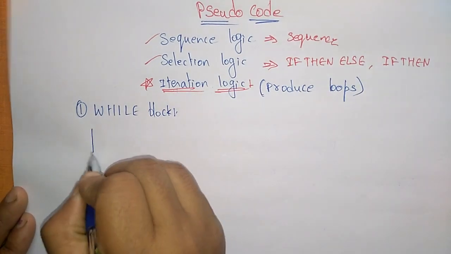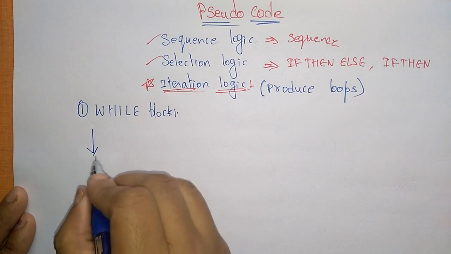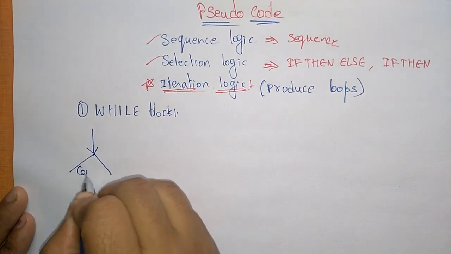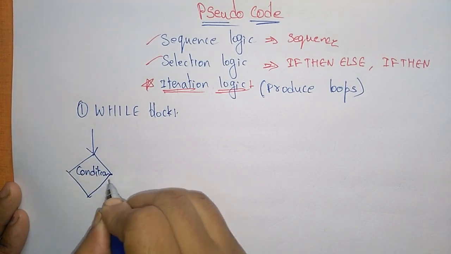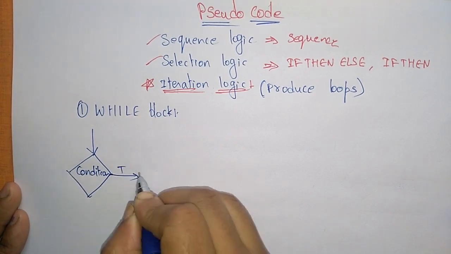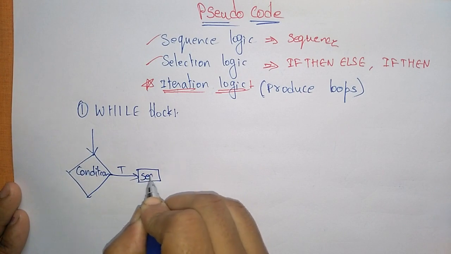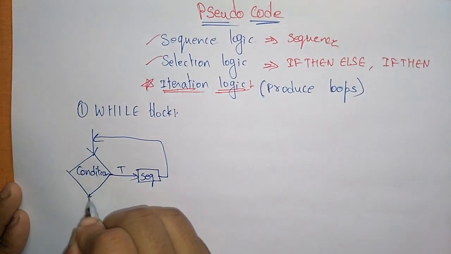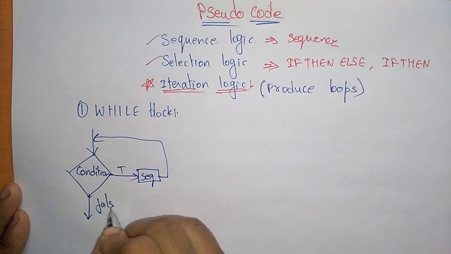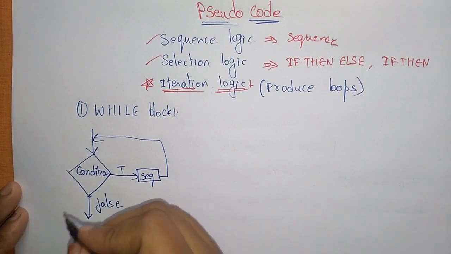The while block's flowchart starts with a condition. If the condition is true, it executes the sequence and goes back again. If the condition is false, it quits the loop. So this is the flowchart.